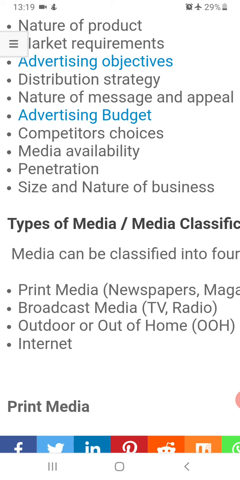Advertising budget will depend on different kind of media, so this is also very important. If I do not have funds to give an advertisement on television, then I have to look for other alternatives. So one of the most important factors again is advertising budget.